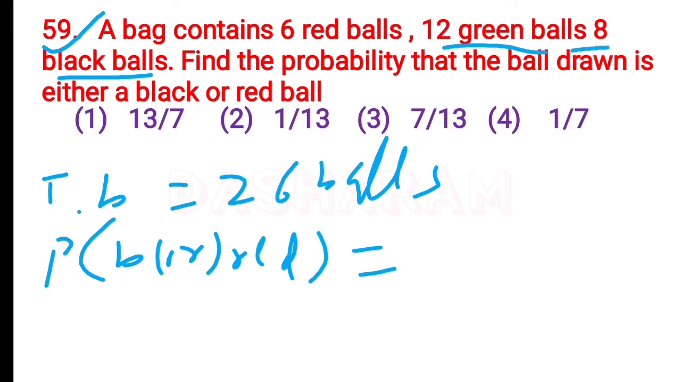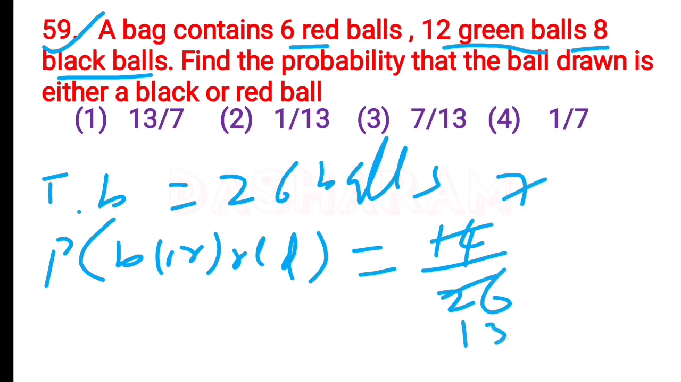8 black balls and 6 red balls. So 8 plus 6 is 14, divided by the total number of outcomes 26. 2 7s are 14, 2 13s are 26, so 7 by 13. So option 3 is correct.